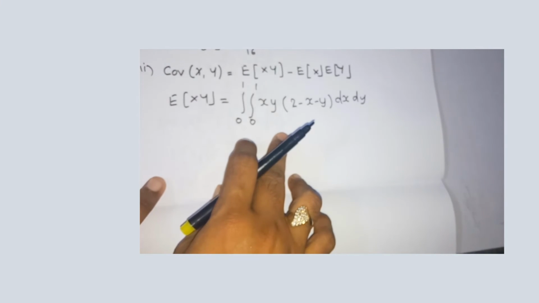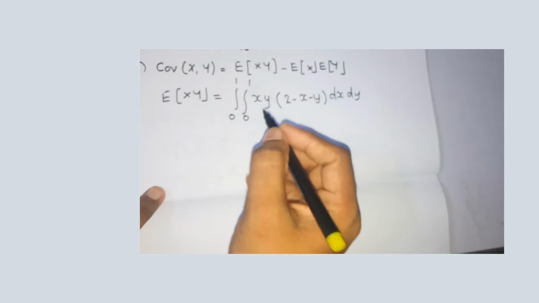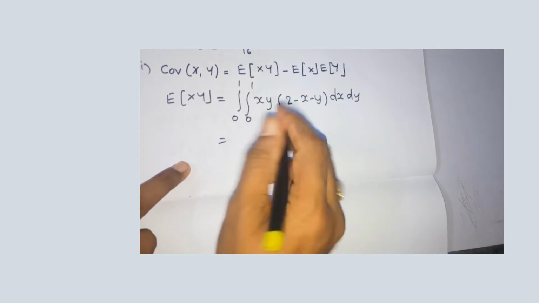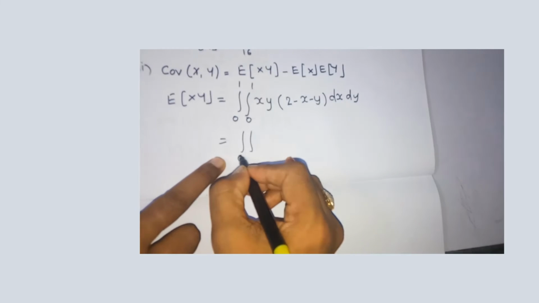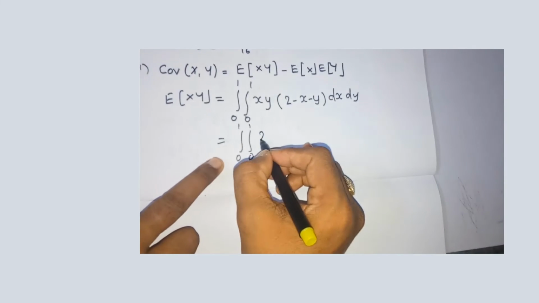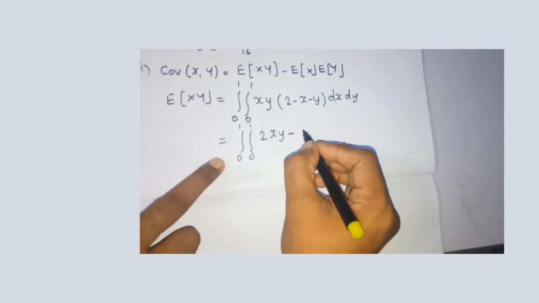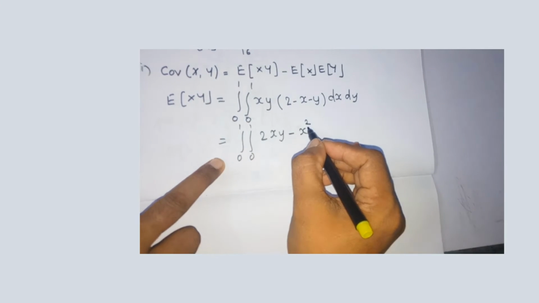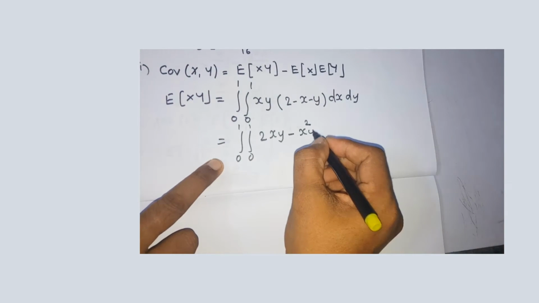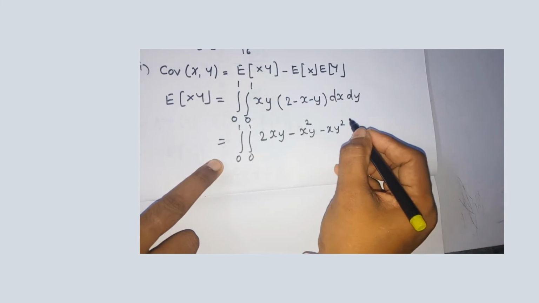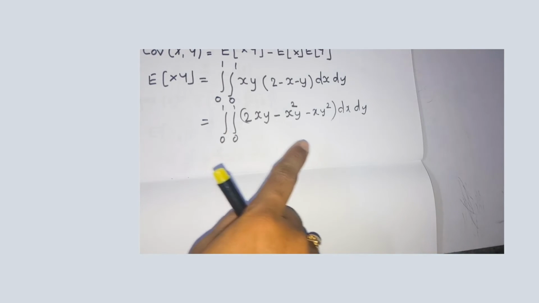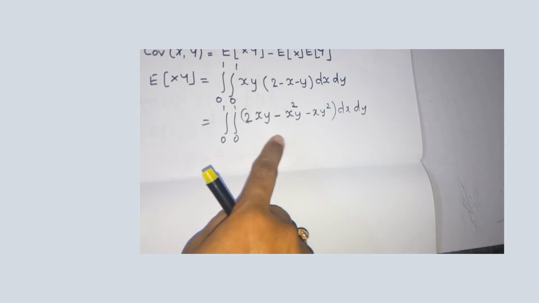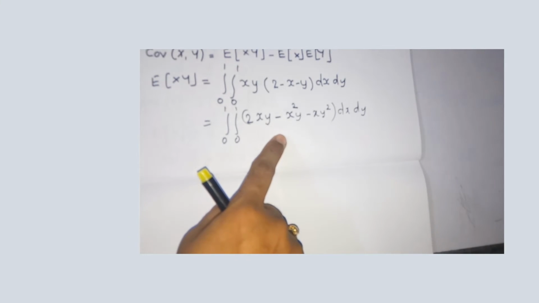Now I should do it separately. Okay, now let me just multiply each of the terms. Fine, so this is double integration from 0 to 1, 0 to 1, of 2xy minus x square y minus xy square, dx dy. I need to integrate this separately.